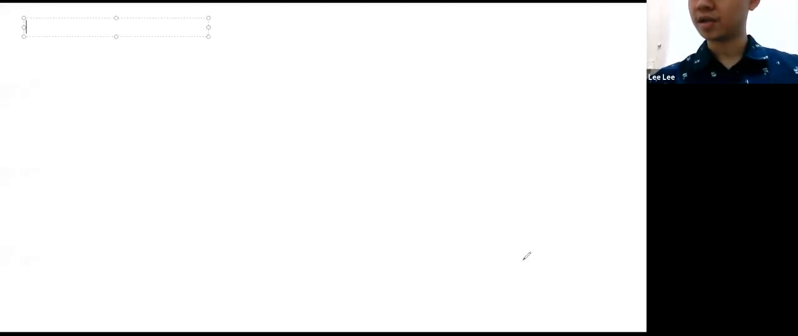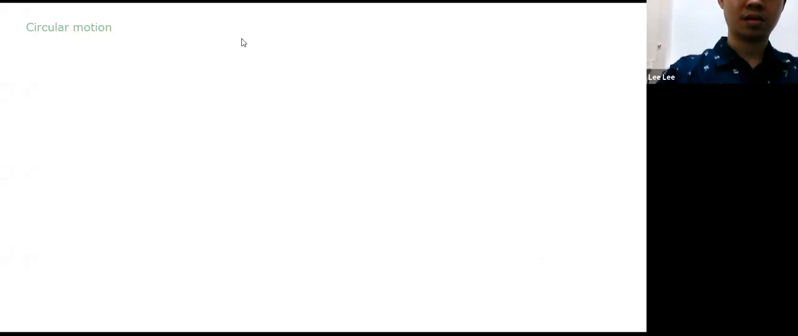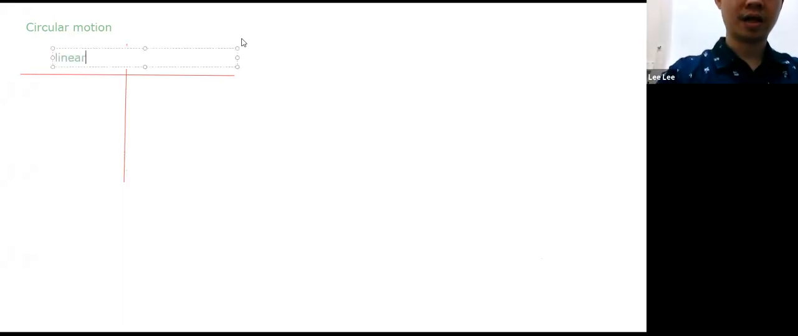Okay, so now we start with the A level. Circular motion again, okay, sir. We will talk about the... so there are linear and there are angular discussions.